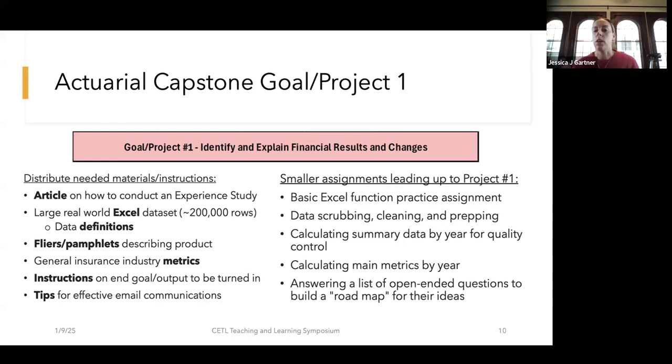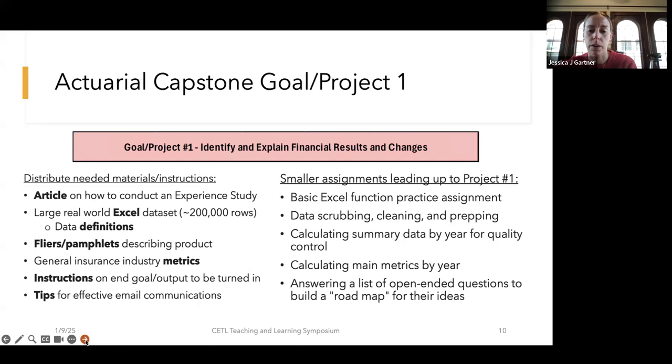We have a step where everyone needs to scrub the data, clean the data, prep the data. That's a very important part of analyzing data sets. Then we calculate some summary data, like total values by year, measures of central tendency, that kind of stuff, to make sure that they are getting the correct answers in total and everyone's on the same page before they can do some deeper level analysis.